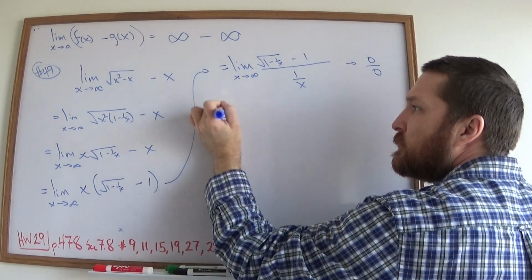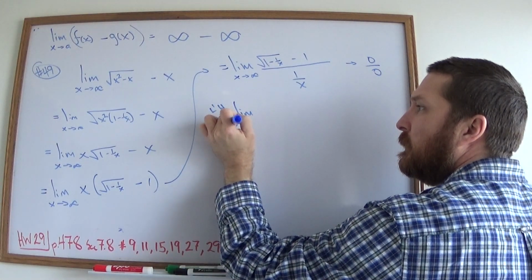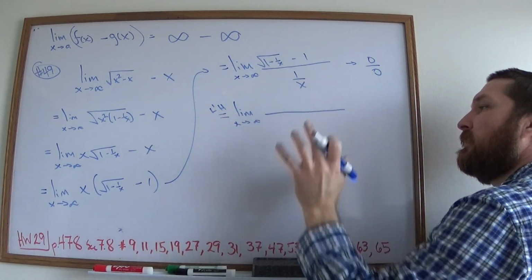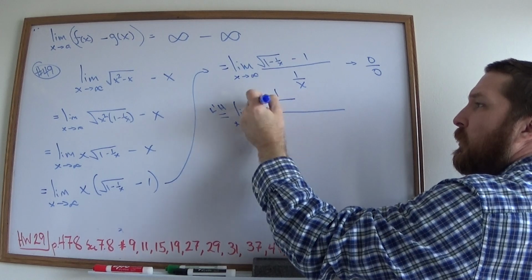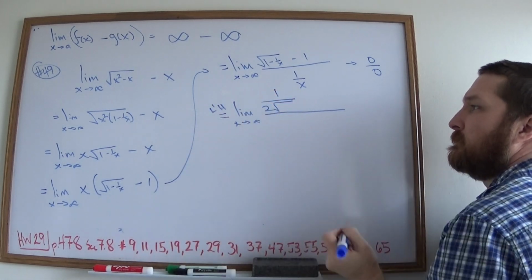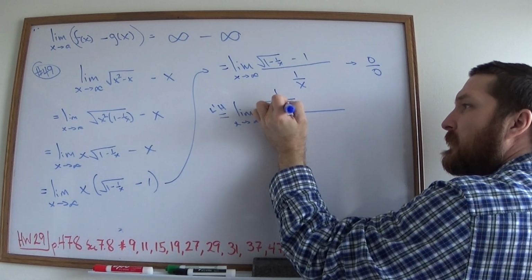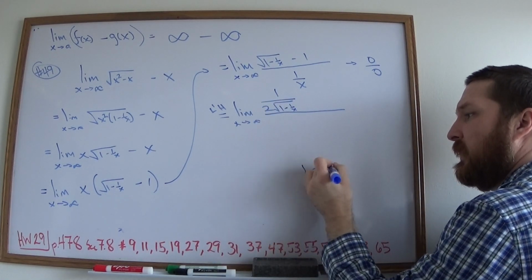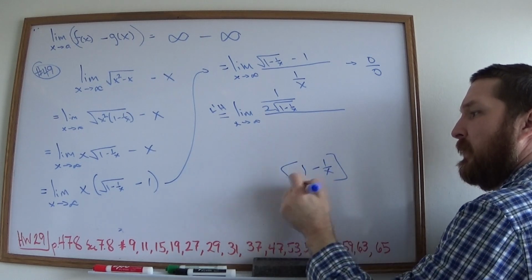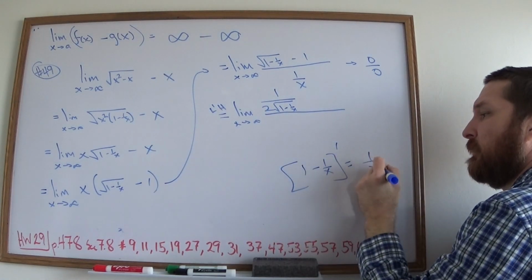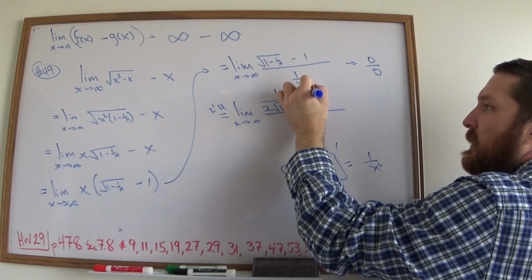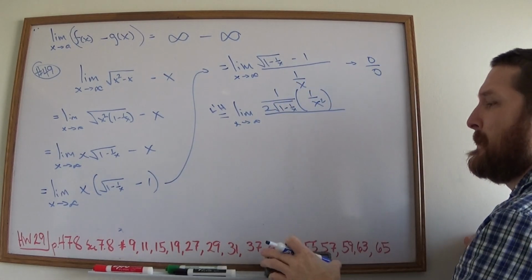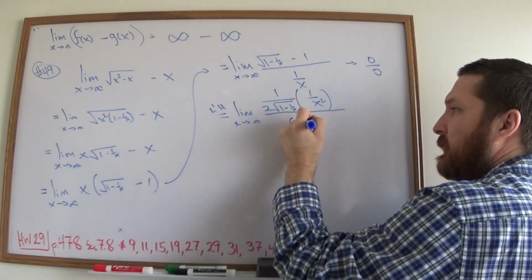L'Hopital's rule tells us then x goes to here. The derivative of square root of something is 1 over 2 times that something, times the derivative of the inside stuff. So what's the derivative of that? Positive 1 over x squared. So all of that times 1 over x squared. Now, what about the bottom? Negative 1 over x squared.